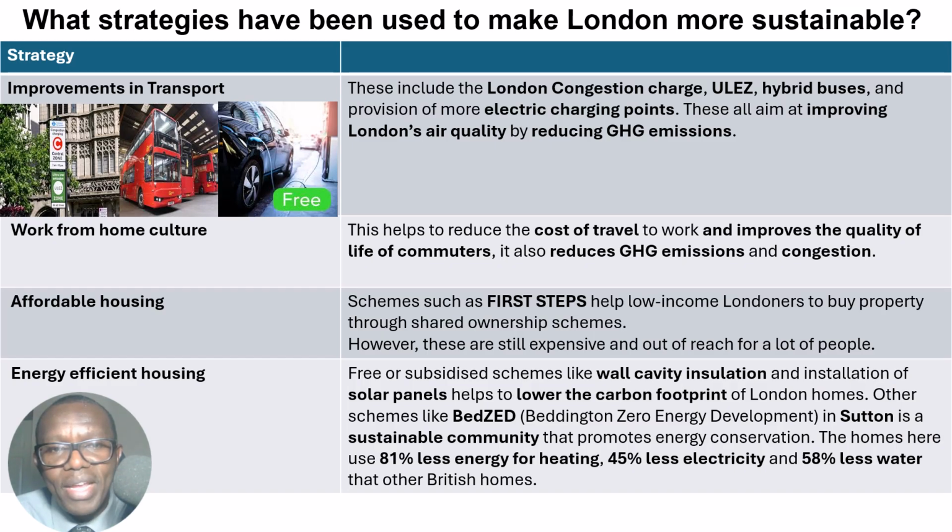So this slide here summarizes the strategies that have been used to make London more sustainable. There are 4 strategies that we are going to be looking at. The first one being improvements in transport.